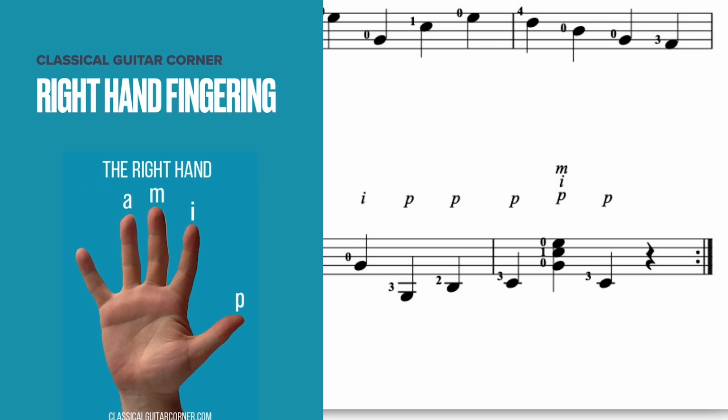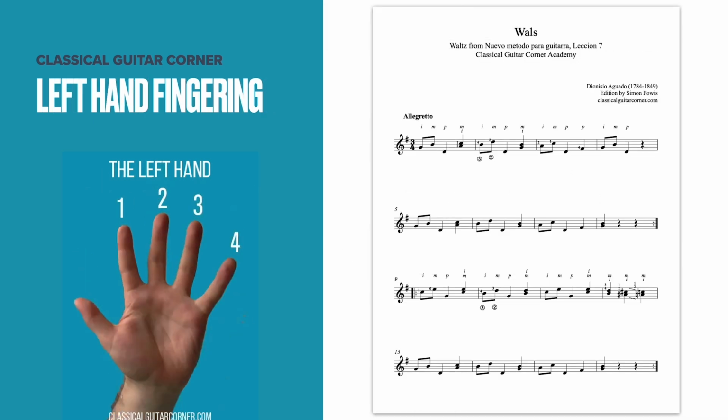to think about it. On the score, you will find the numbers 1, 2, 3, and 4 used to communicate left-hand fingerings. The number 1 refers to the index finger, the number 2, the middle finger, number 3, the ring finger, and number 4 refers to the little finger. Just as with right-hand fingering, you will find the numbers placed as close as possible to the note head so as to be clear with fingering instruction.